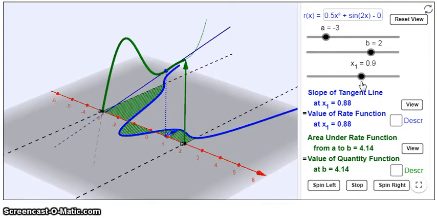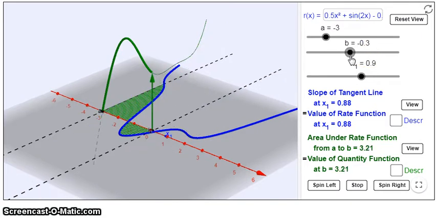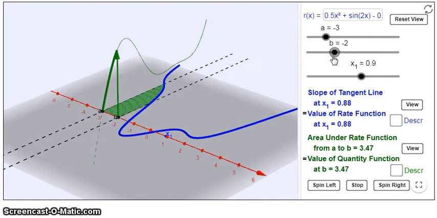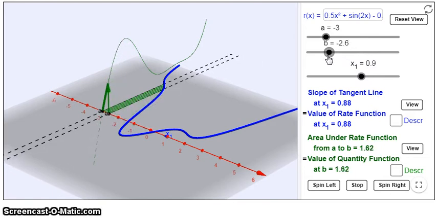Now, if I look at the blue function, I see some area shaded underneath the graph of the blue function. And what that is telling me is how much of the green function I have. In other words, if I back up this edge of the area and go all the way back to the beginning, right here, my A and my B values are the same, and you can see I have no green function. Okay, so there's no value to the green function because I'm starting and stopping in the exact same place.